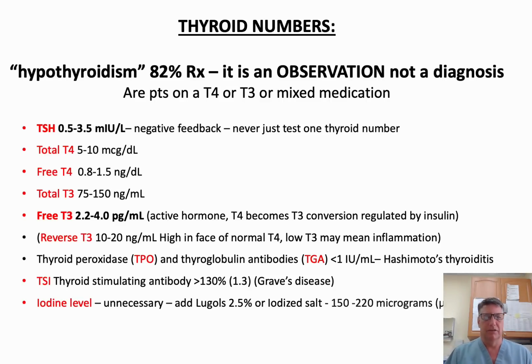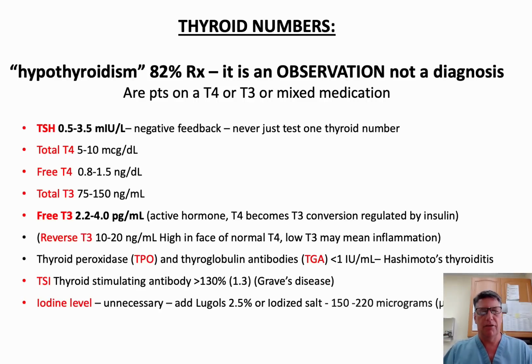Now, thyroid numbers. Folks, 82% of the new patients that walk into my office are on a thyroid medication. And when I ask them, why are you taking this thyroid medication? Oh, I've been taking it for 15 years. Why? Because I've got low thyroid. I'm hypothyroid. Hypothyroidism is not a diagnosis. Hypothyroidism is an observation, and most doctors make that observation based on one number called TSH, thyroid stimulating hormone. And if it's high, off you go, here's your pill. And they monitor TSH.